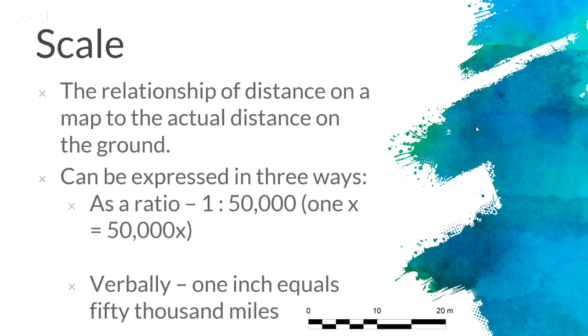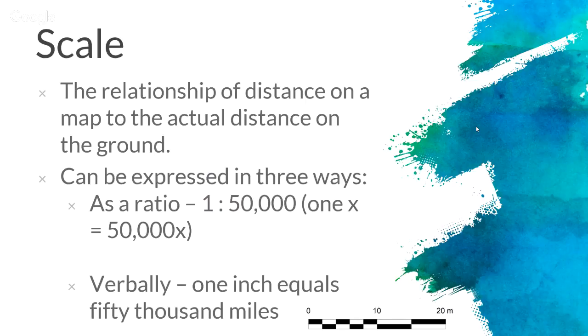And then we also have scale. This is the relationship of the distance on the map to the actual distance on the ground. There are three different ways you can express scale. It can be a ratio, which is common, such as 1 to 50,000. You can have it stated verbally, such as 1 inch equals 50,000 miles. And then we have the scale bar at the bottom, which is commonly seen on maps.